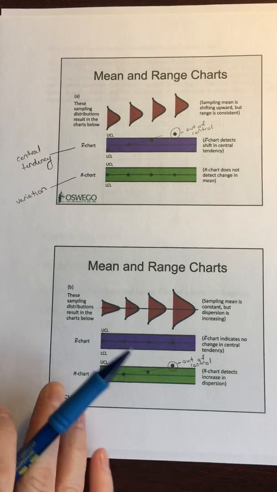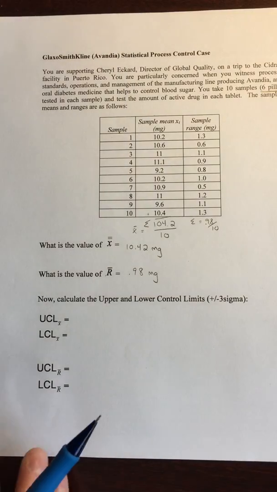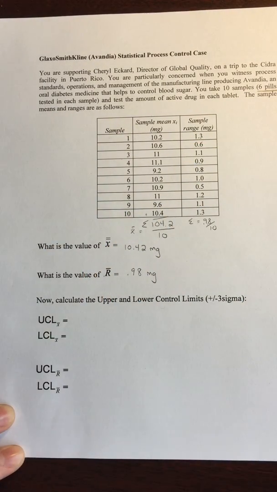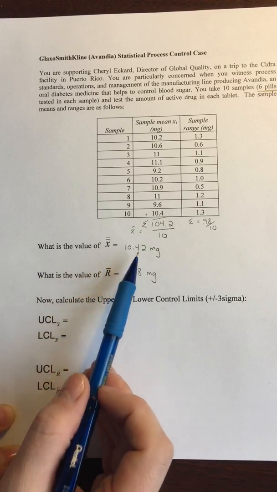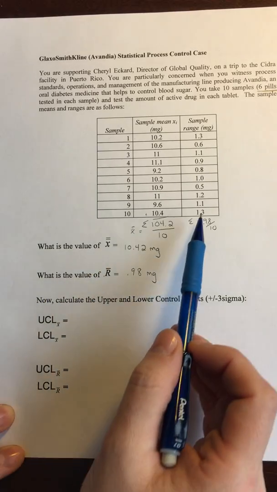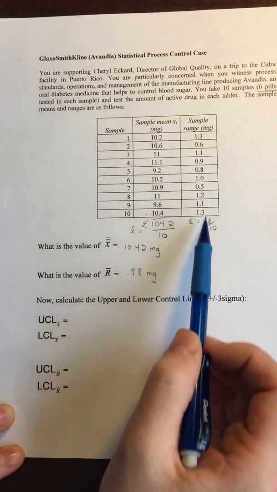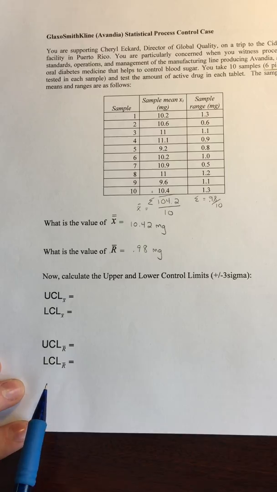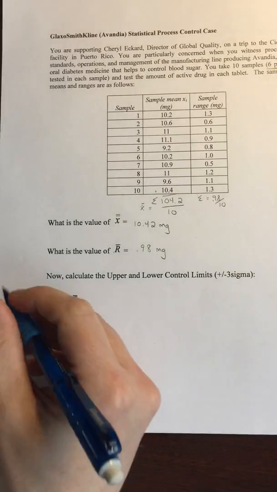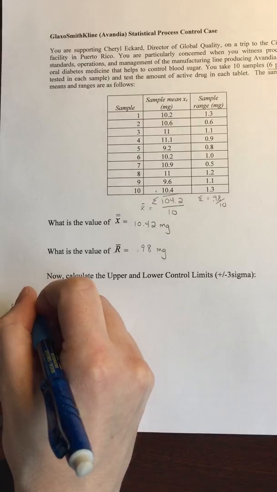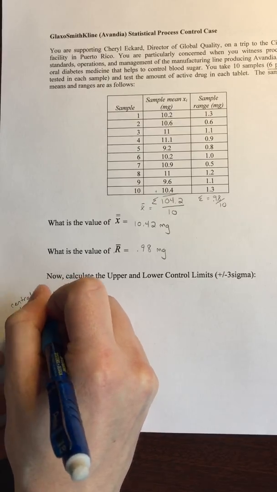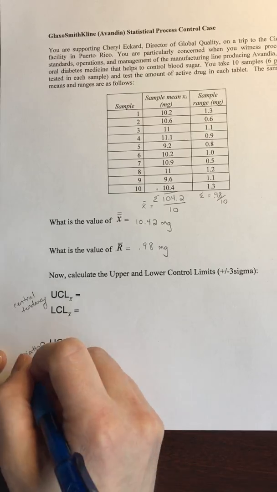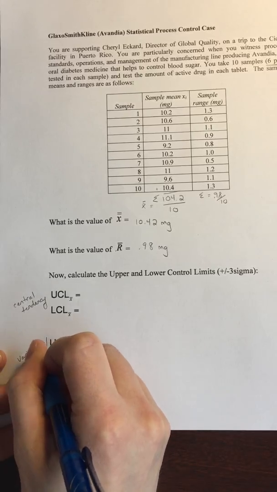Okay, so getting back to our example, in this case where we're looking at Avandia and we're taking samples off the line, we've calculated our X bar value, which is 10.42. We've calculated our R bar value, which is 0.98 milligrams, based on the information that we have. Now we can calculate the upper and lower control limits for both our X bar and our R bar charts. And again, the X bar is going to tell us about the central tendency of the data, and our R bar charts are going to tell us about the variation or the spread.